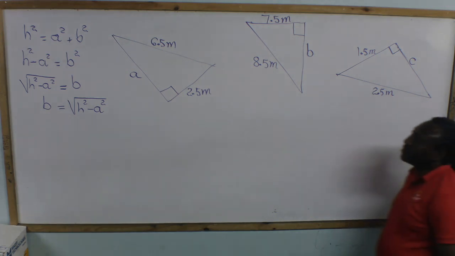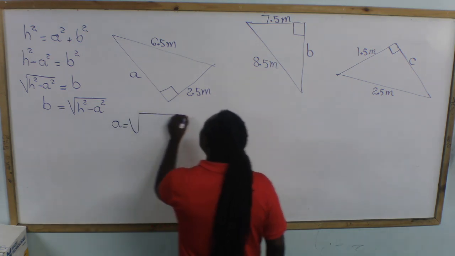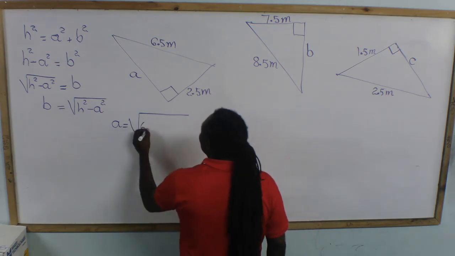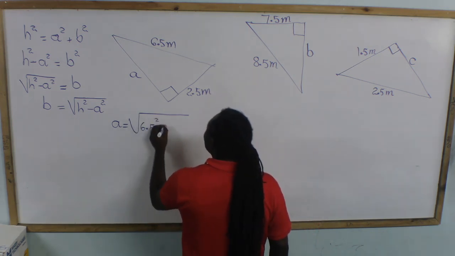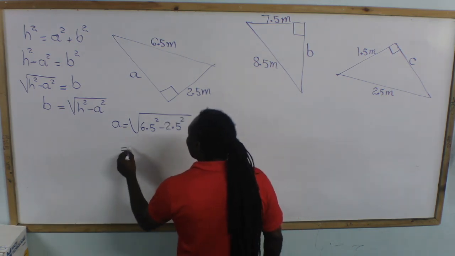Anybody finish with any one of them as yet? Let's see what the first one says. a is equal to the square root of, what's that going to be? 6.5 squared minus 2.5 squared. Is that correct?